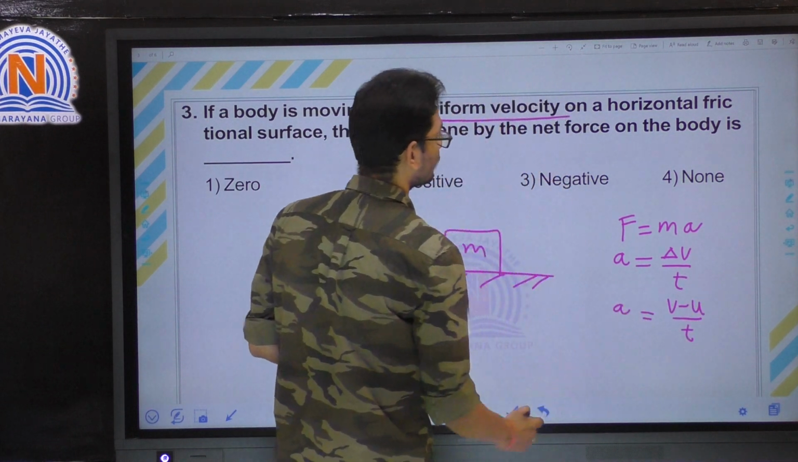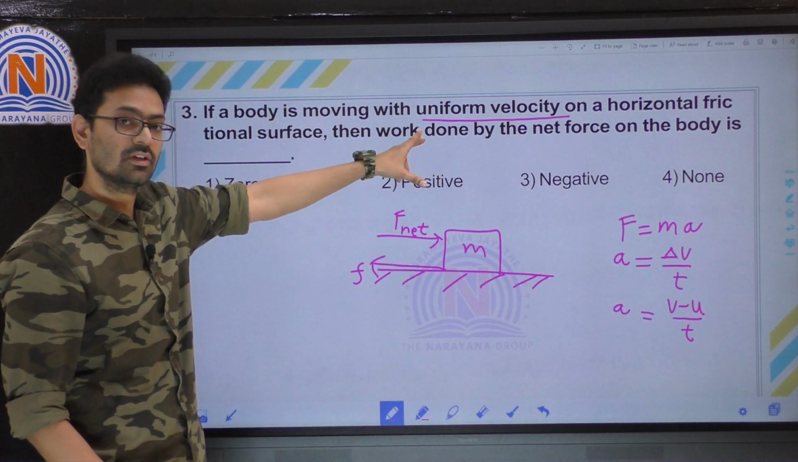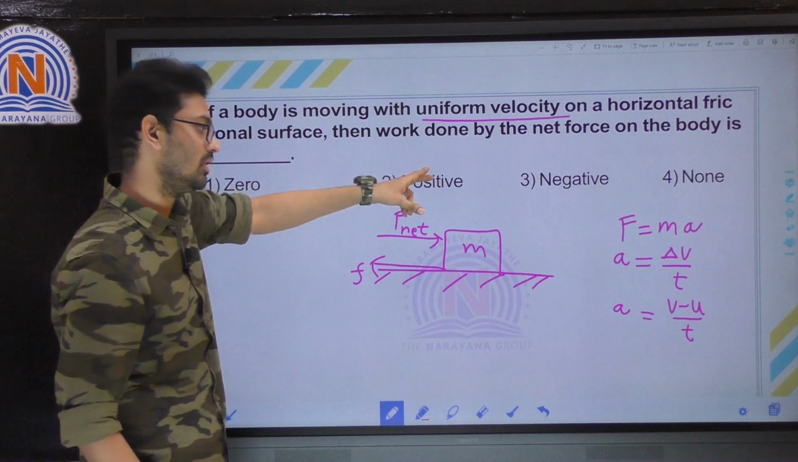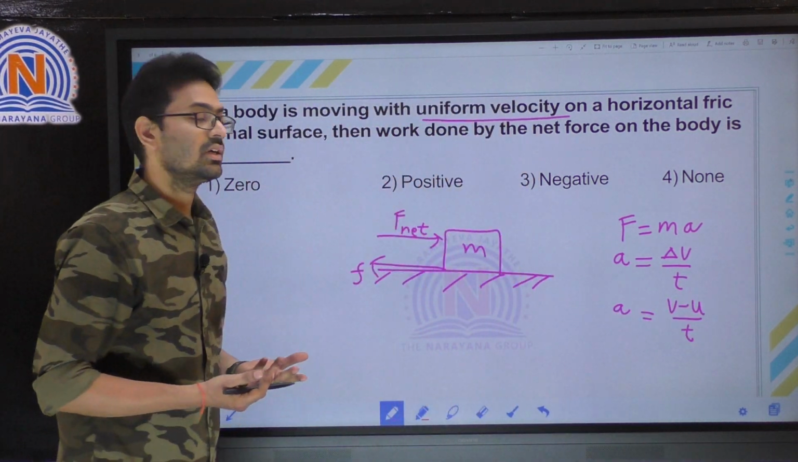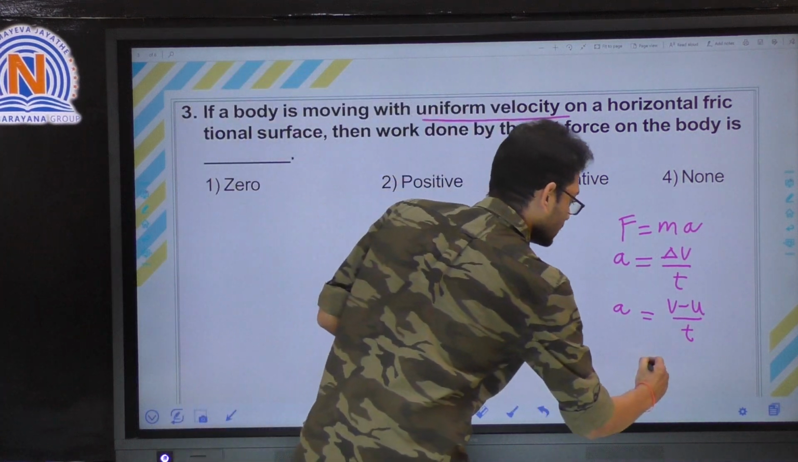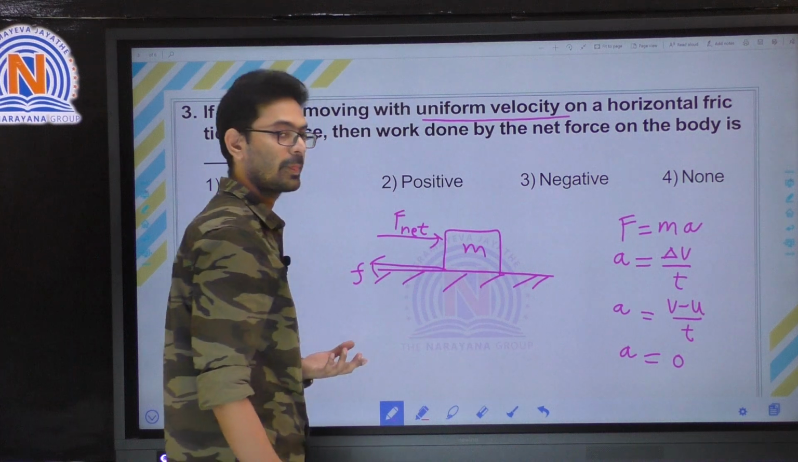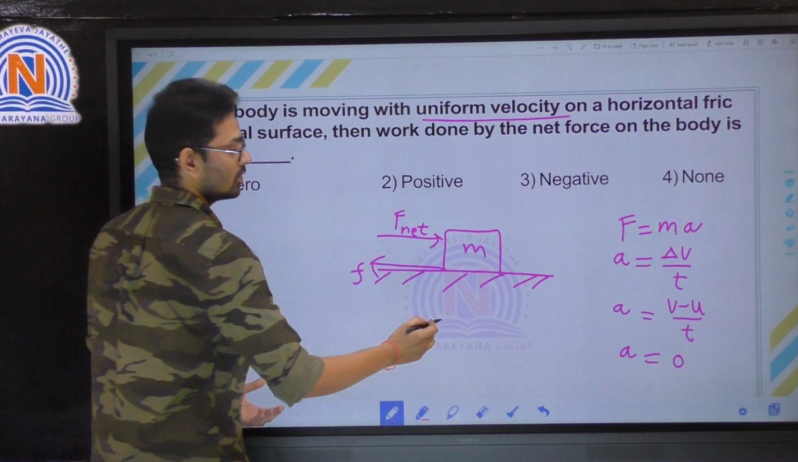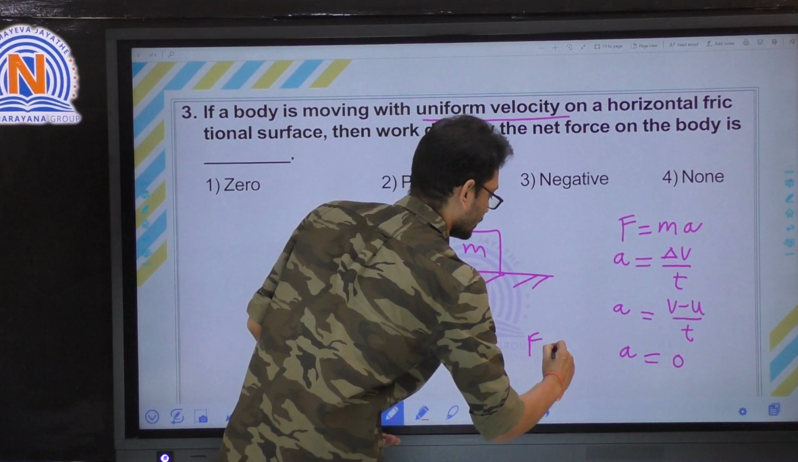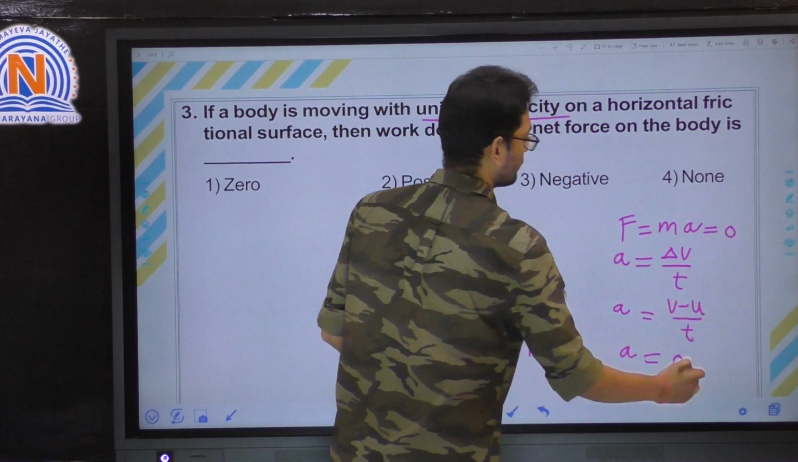But here the word you can see, they are telling it is uniform velocity. When you are talking about uniform velocity, that means there will be no change in velocity. If you are trying to subtract it, then your acceleration is going to be 0. Now if your acceleration is 0, that means your force is 0. You can write it over here, F is equal to 0.